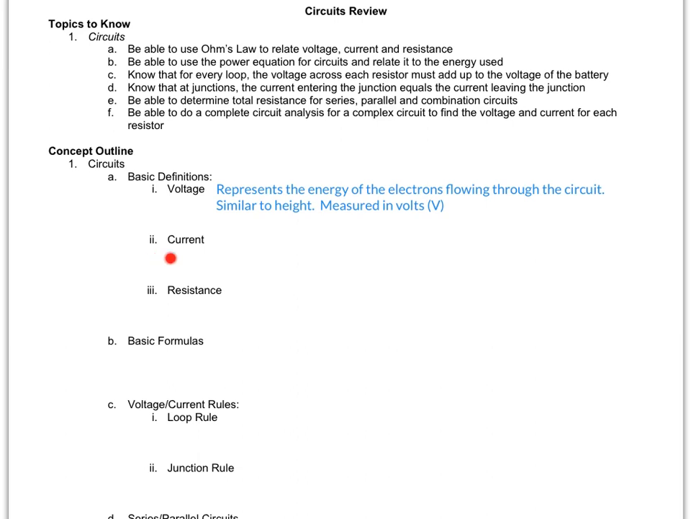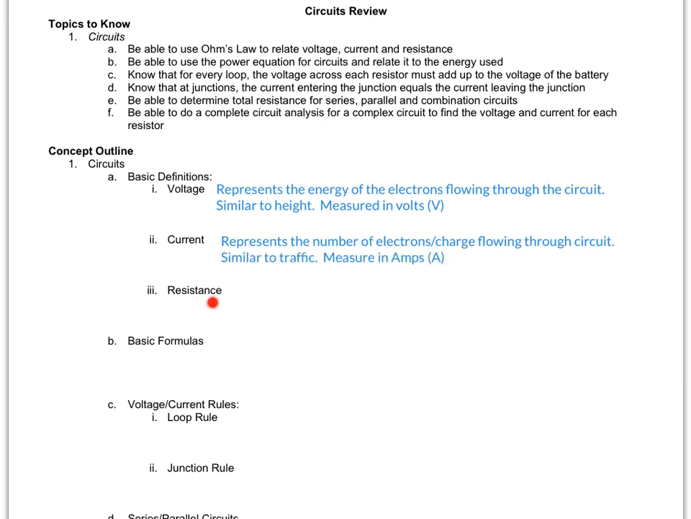Our next quantity here is current. Current represents the amount of charge or the number of electrons flowing through the circuit. We do have a formula for it. It's just charge over time. We'll talk about that in a second. But really, it's like the amount of traffic flowing through the circuit. And I think traffic's a great analogy for current. It's how many electrons are moving through. It is measured in units of amps.